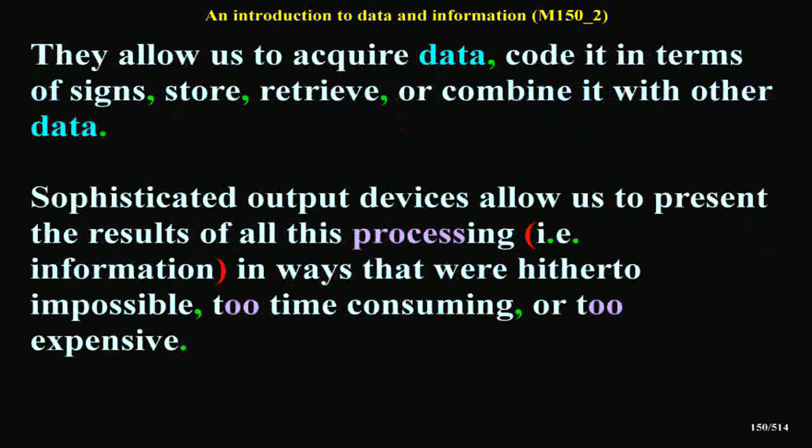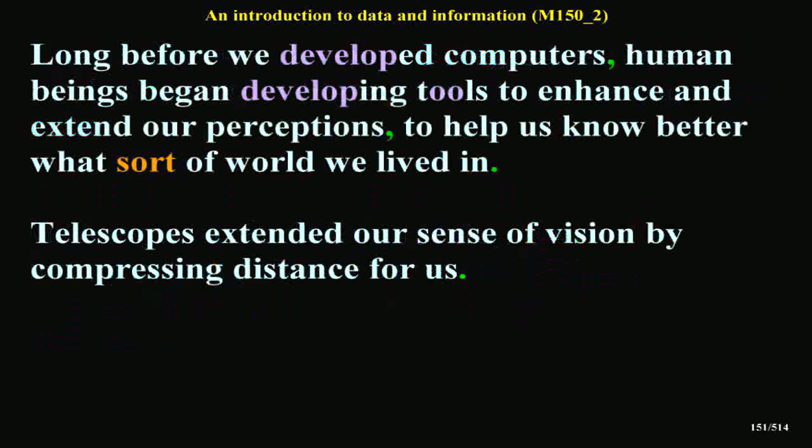doing this. They allow us to acquire data, code it in terms of signs, store, retrieve, or combine it with other data. Sophisticated output devices allow us to present the results of all this processing, i.e. information, in ways that were hitherto impossible, too time-consuming, or too expensive. Long before we developed computers, human beings began developing tools to enhance and extend our perceptions, to help us know better what sort of world we lived in.